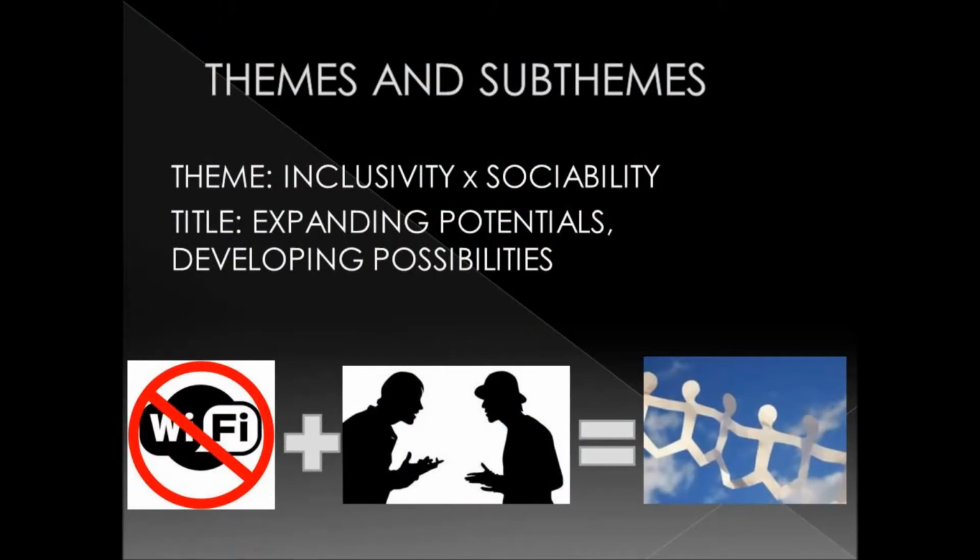Inclusivity and sociability are two rare design themes as of now because of the social trends which people are up to. For example, Wi-Fi is the primary feature which people look at whenever coming to a certain place. They also tend to go to exclusive places depending on their way of living. Our theme is to break what's trending and go back to the traditional way of building friendships and equalizing social classes. Expanding potentials, developing possibilities.